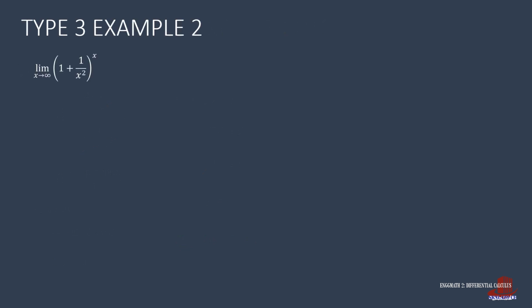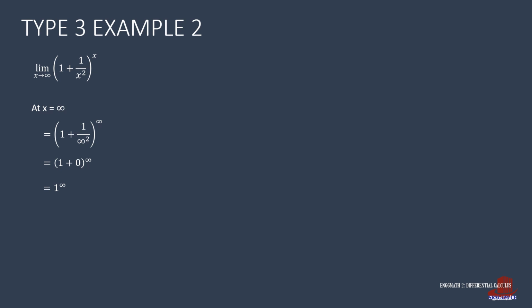Another type 3 indeterminate form example is the limit of the quantity 1 plus 1 over x squared raised to x as x approaches infinity. With x as infinity, the expression turns into 1 plus 1 over the square of infinity, and everything is raised to infinity. 1 over the square of infinity is 0, so the whole expression turns into 1 raised to infinity.